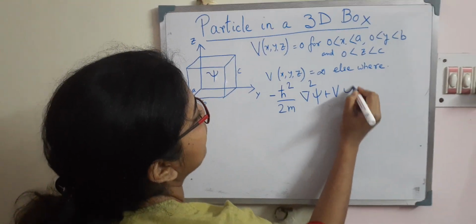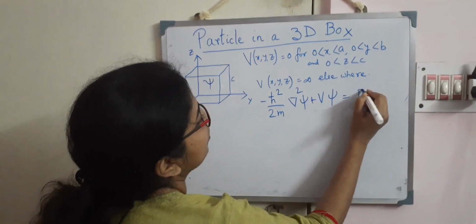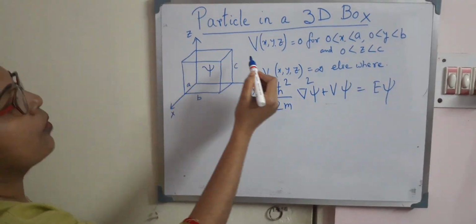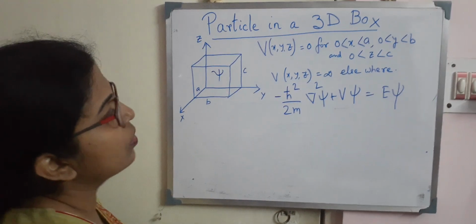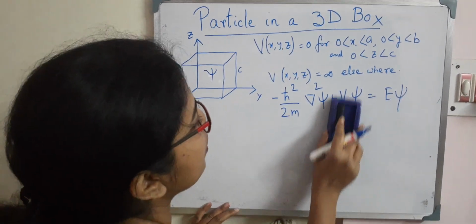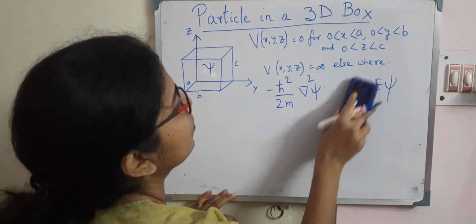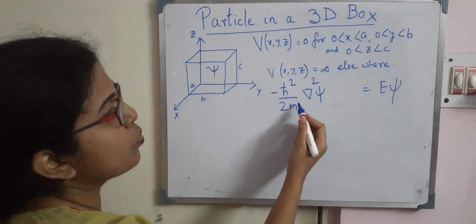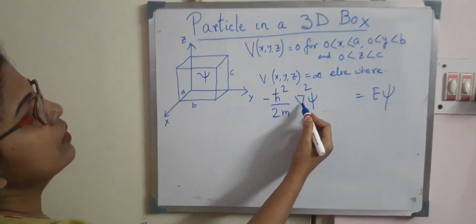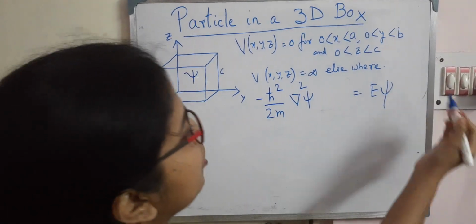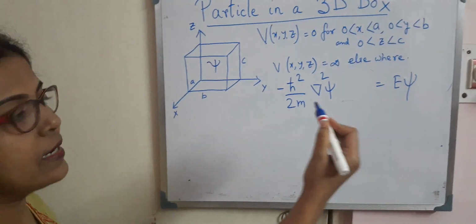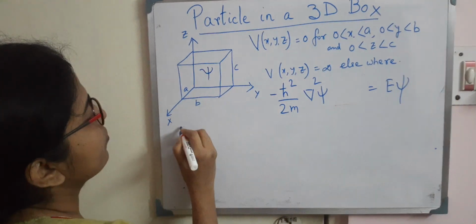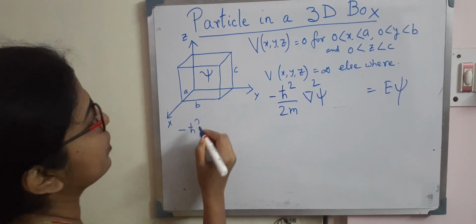So this is the time independent Schrodinger's equation in 3 dimensions. Now inside the box, as I said, the potential is 0. So this equation reduces to this form: minus h cut square by 2m, where m is the mass of the particle, grad square psi is equal to E psi, where E is a constant. It indicates here the energy of the particle.